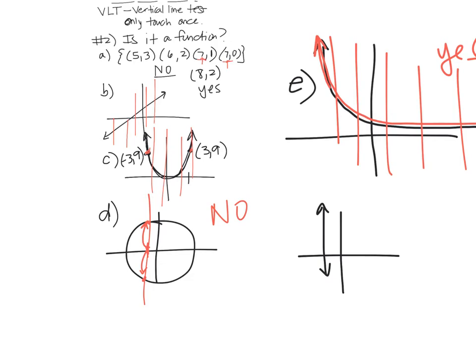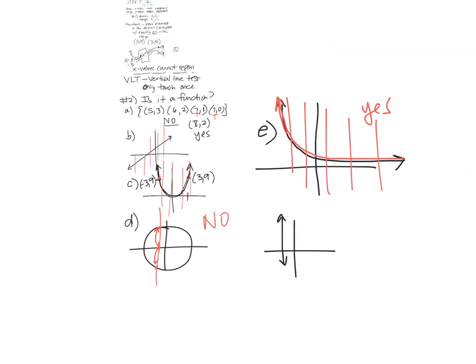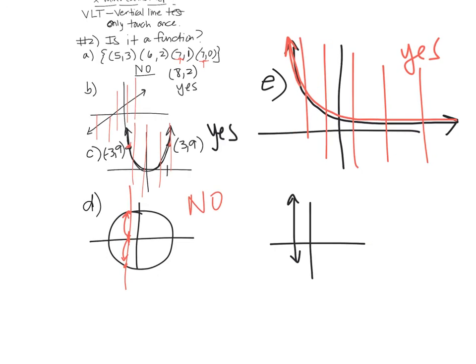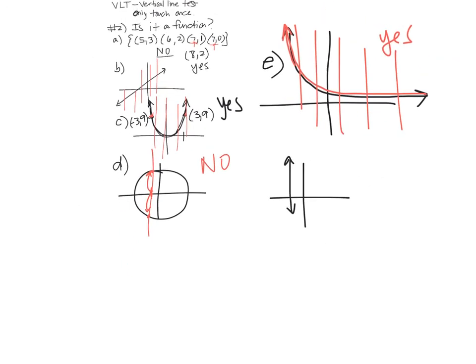Is C or D no? D is no. Oh, C is yes. Sorry. So parabolas are functions unless they get turned sideways, then they're not. Lines are functions if it's not a vertical line. This exponential is a function. We're going to study all this stuff. Aren't you so excited? You should be.